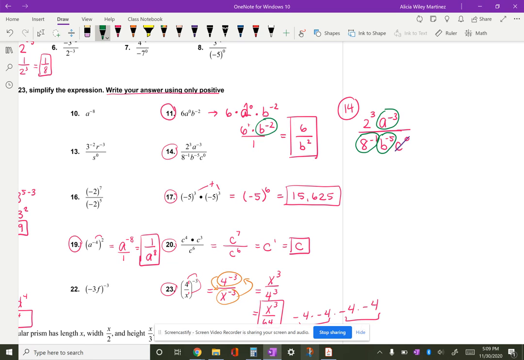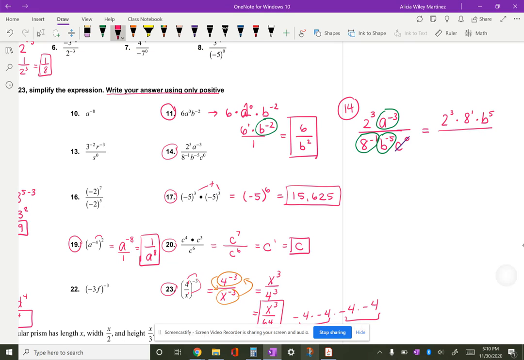The base of 2 has a positive exponent of 3, so leave it where it's at. What I'm going to do is move those. 2 to the third stays where it's at. These are going to move. It's going to be times 8 to the first times b to the fifth.